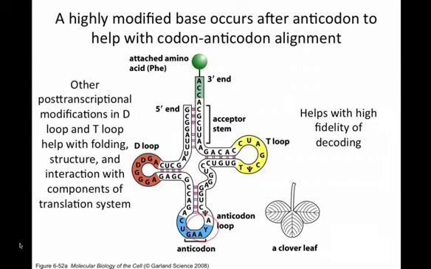Because if you think about it, if this tRNA comes in even at a slight angle, what's to say it won't be AAY? It might match up with the complete wrong codon. And so that Y is there to make sure that it comes in and lines up straight down. There are also different post-transcriptional modifications in the D loop and the T loop that help with folding, structure, and interaction with the ribosome.